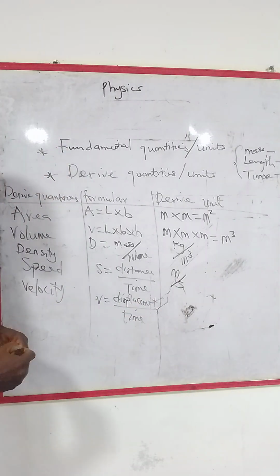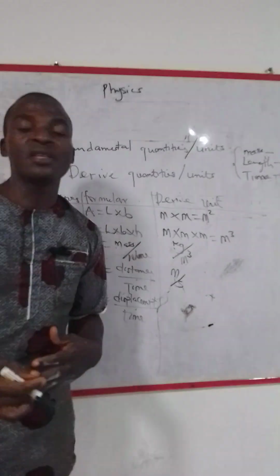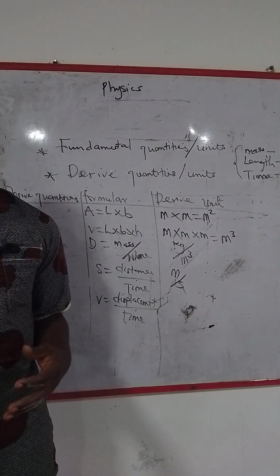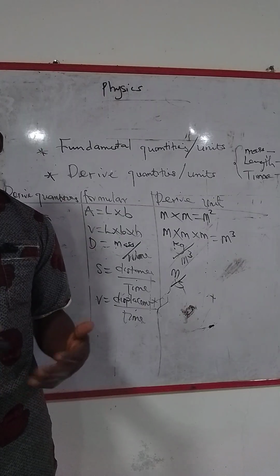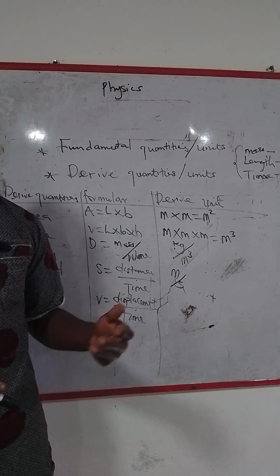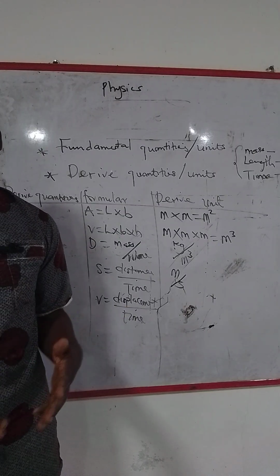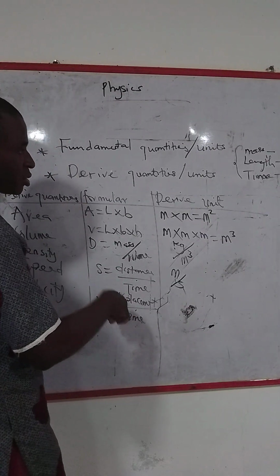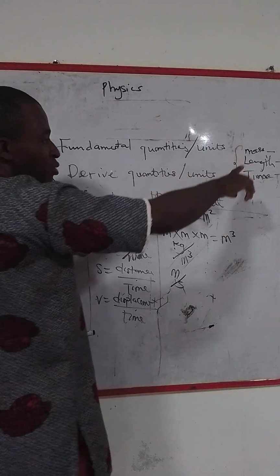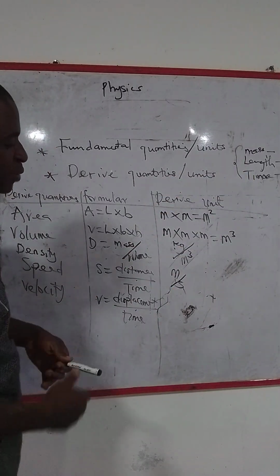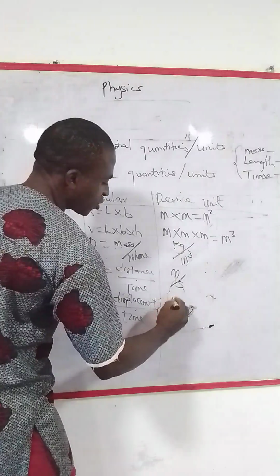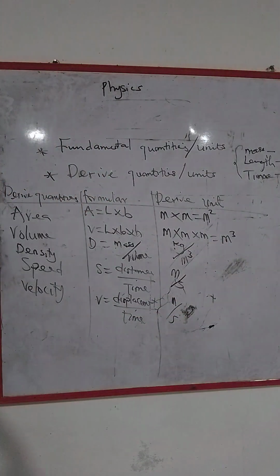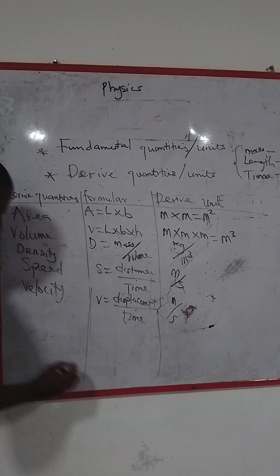What is displacement? Displacement is actually distance, but distance traveled in a specified direction. When we're talking about vector quantities and scalar quantities, we'll go into the details of that. So if you look at the three fundamental quantities we are using, the one that aligns with displacement is actually the unit meter. Then the time is what? Meter per second. Then we go to the next one.